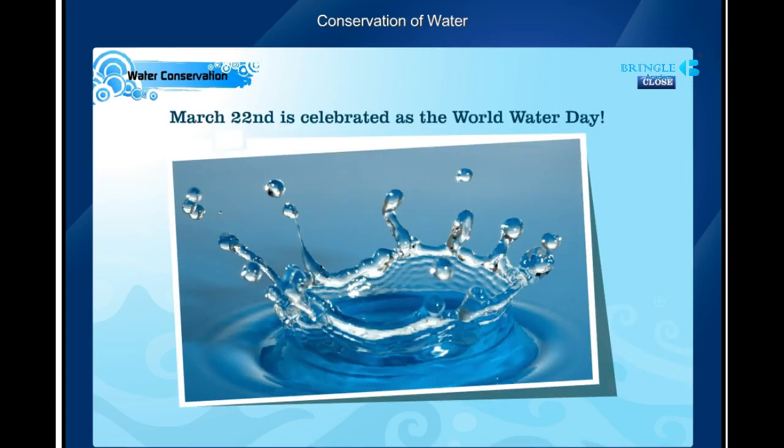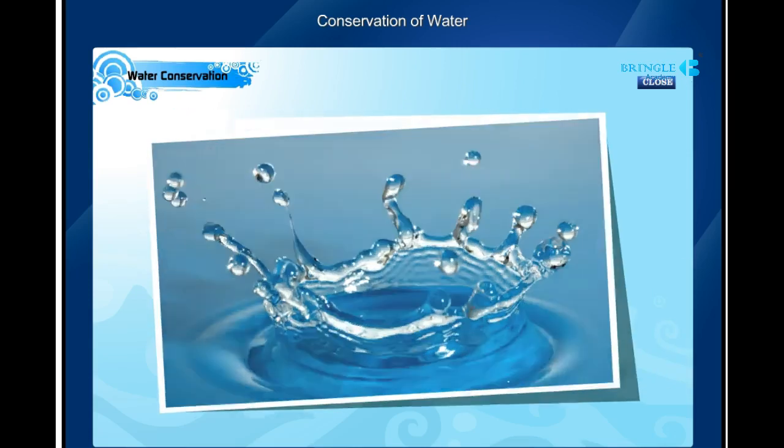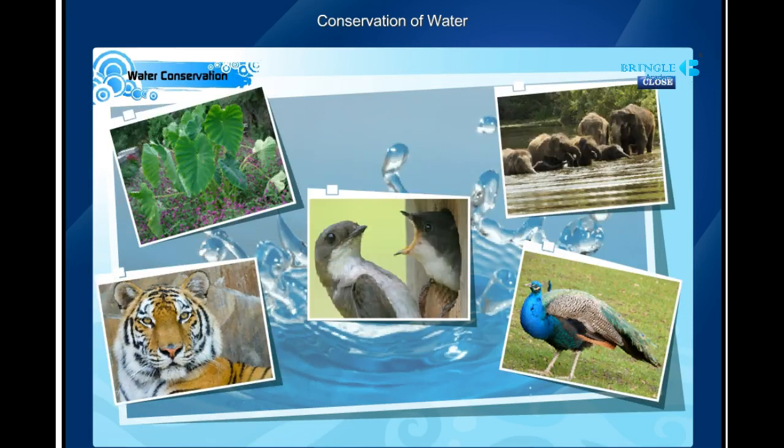March 22nd is celebrated as the World Water Day. If each of us makes a conscious effort to use water efficiently, we can reach a world where every living being on this earth gets its fair share of water.